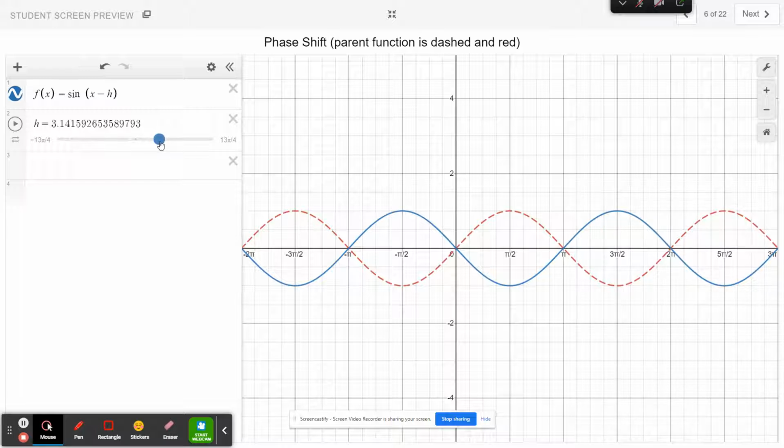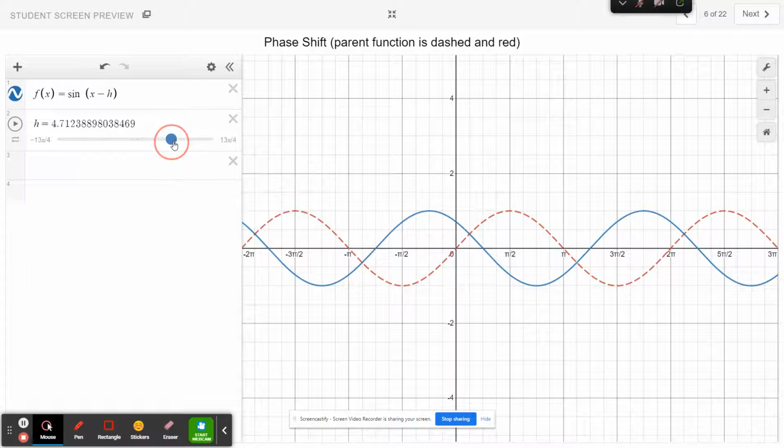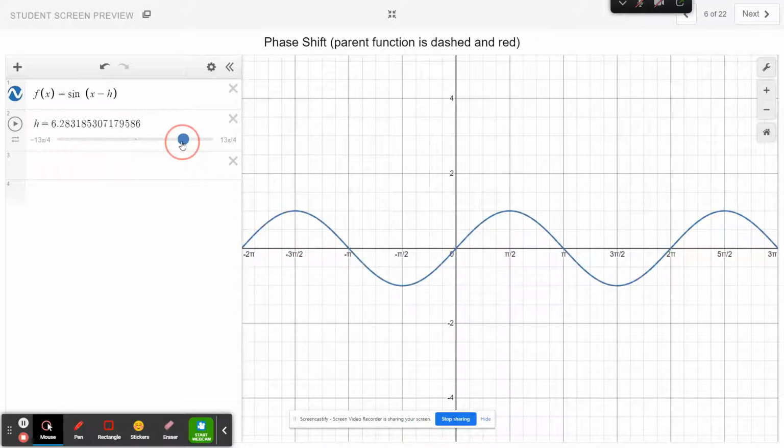Watch what happens if I shift it over 2 pi. Oh, that's crazy, right? Where'd the parent function go? If I shift it over 2 pi, it becomes the same graph. Why? Because I shifted over a whole period, and so it's back to where it started.